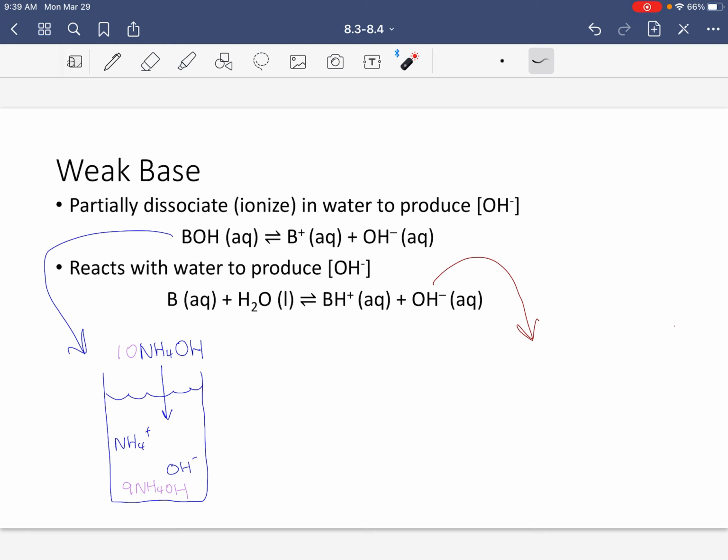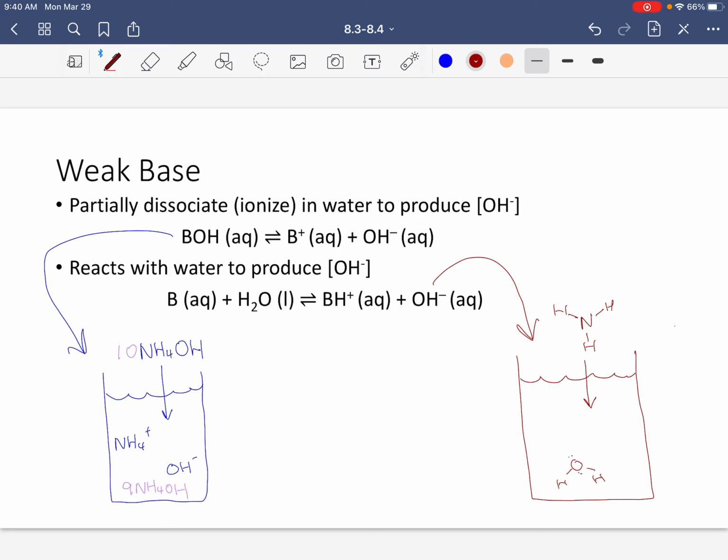Okay? As you can see, what's the similarity between these two? Well, both have OH as a product. Just different ways of doing it. This one is by dissociation. This one is by having some sort of proton acceptor taking away one of the hydrogens in water. A popular example here is ammonia.